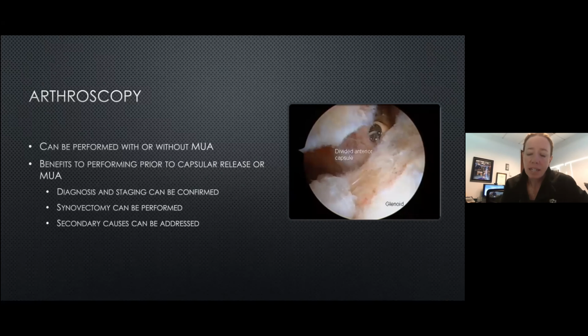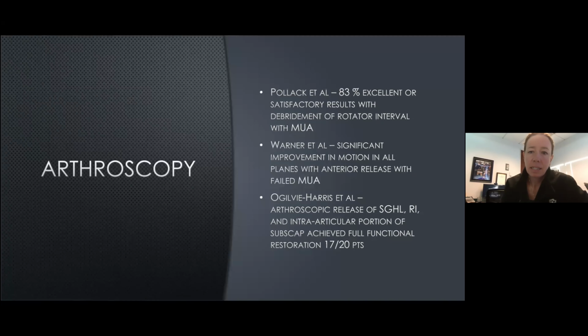You can do a synovectomy, remove some of that inflamed synovium. You don't want to cause a lot of scarring because you may get a bit of a rebound, but arthroscopy can be very beneficial in more refractory cases. Basically, I just summarized what some of these studies say, and you'll have these slides. You can look these up if you'd like.